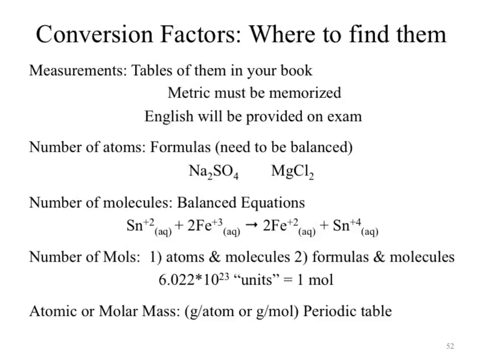Number of molecules. The number of molecules comes out of a balanced equation. Does it have to be balanced? Yes. That's why we did balancing. Number of moles. That's that 6.022 times 10 to the 23rd. Atomic or molar mass comes from your periodic table.